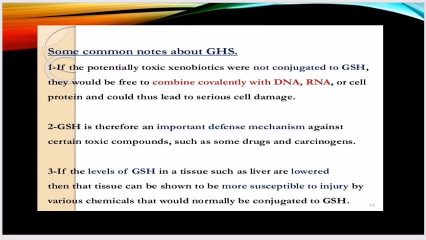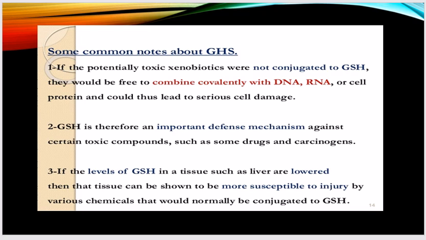Some important functions of glutathione are discussed in this slide. Number one: if potentially toxic xenobiotics were not conjugated to glutathione, they would be free to combine covalently with DNA, RNA, or cell proteins and could thus lead to serious cell damage. Glutathione is therefore an important defense mechanism against certain toxic compounds, such as some drugs and carcinogens.